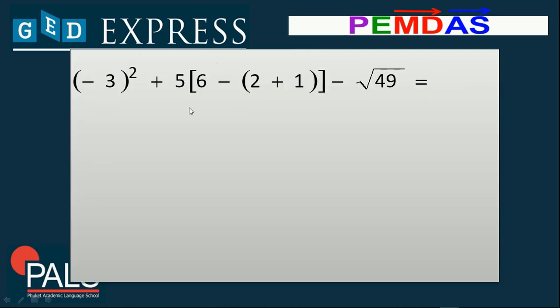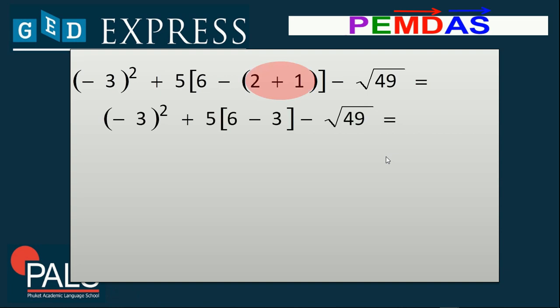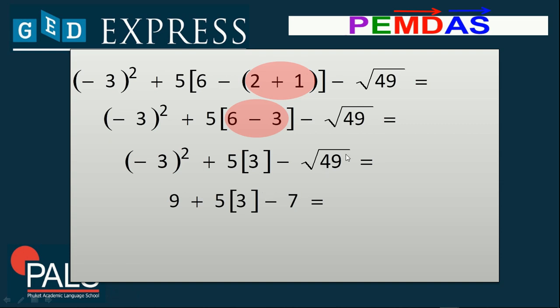Suppose we have this one, with exponents and square roots. In this case, we solve first the one inside the parentheses. So 2 plus 1 will give you 3. And then we proceed with the next step. So 6 minus 3, the one inside the bracket, is 3. The next after that would be the simplified form of our radicand over here, which is 49. So the square root of 49 is 7.